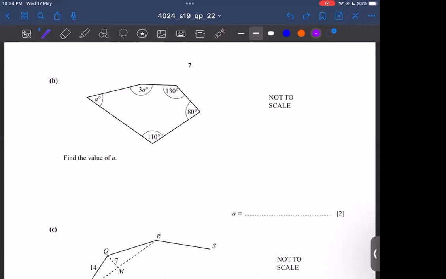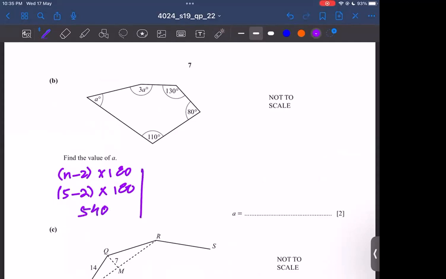So we got the hint over here. Let's find the sum of interior angles of the polygon, that is n minus 2 multiplied by 180. There are five sides, so 5 minus 2 multiplied by 180. The sum of the interior angles is going to be 3 into 180, which is 540.